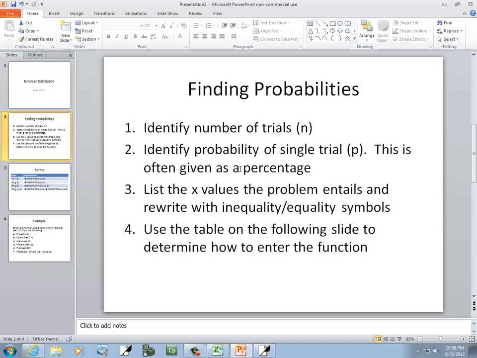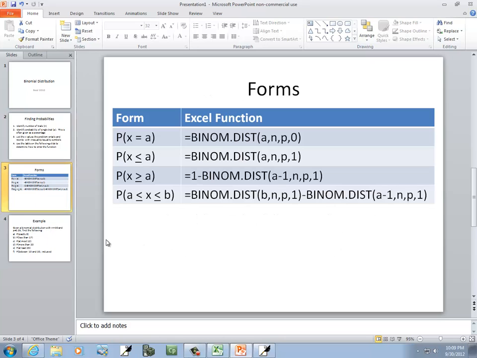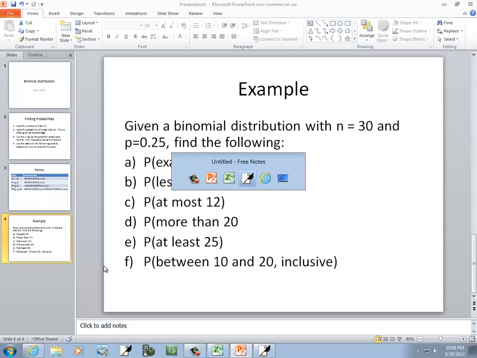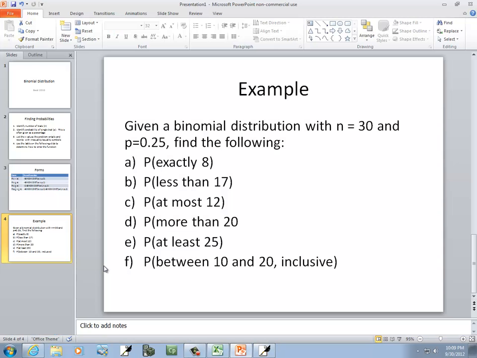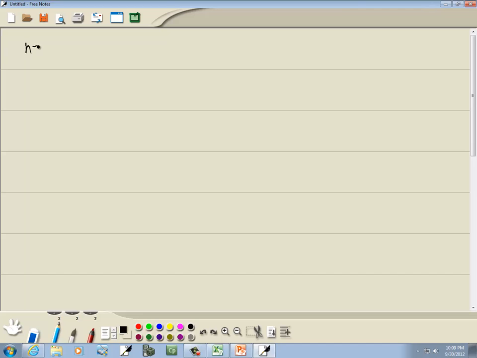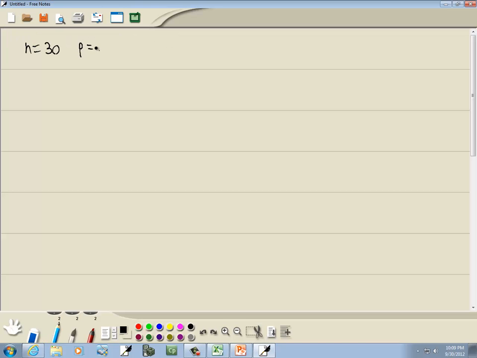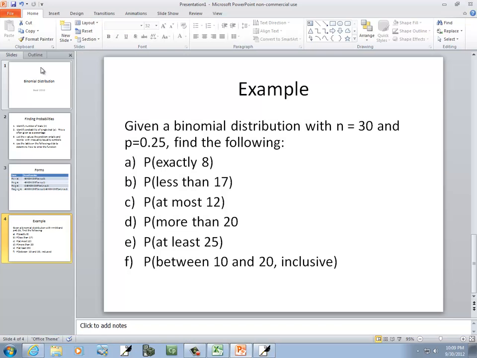Step 3 says list the x values the problem entails, and then rewrite with inequality or equality symbols. And then step 4, use a table on the following slide to determine how to enter the function. We'll come back to this table, but let's start looking at our problems. So they tell us n is 30. There's no real digging around to find those, they just give them to us. And p is 0.25.